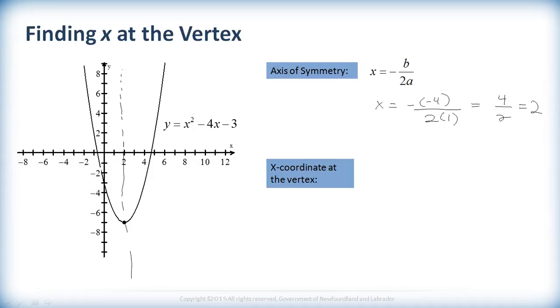That's exactly what we wanted. Since x equals 2 everywhere along that line, let's grab this point down here at the vertex. Remember, its x-coordinate and its y-coordinate are the coordinates of our vertex.